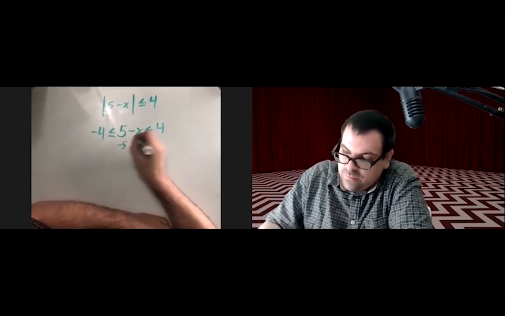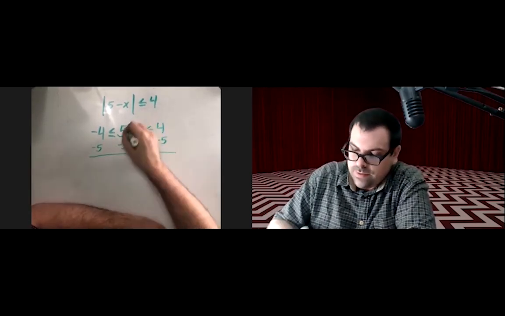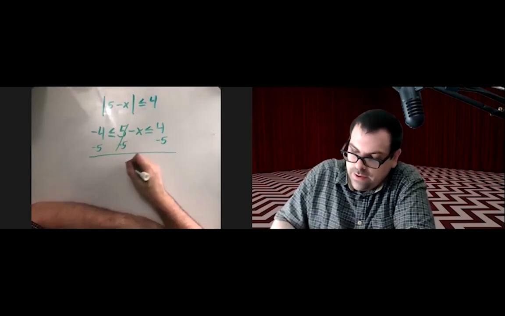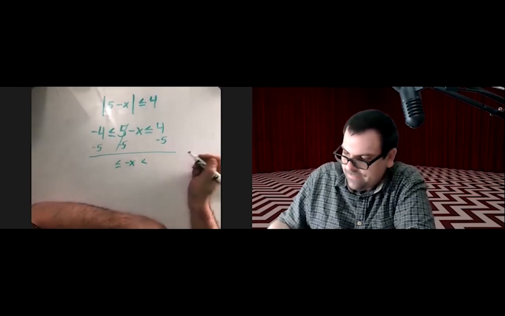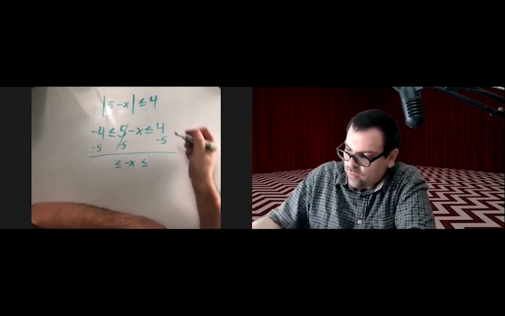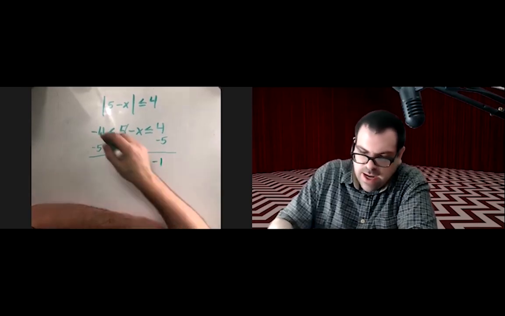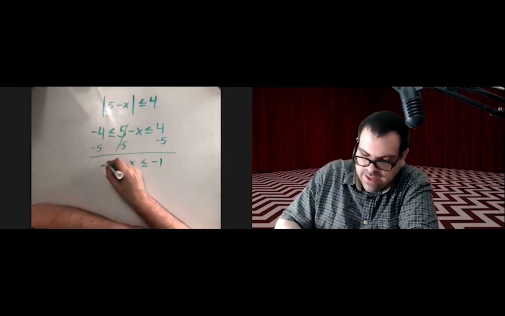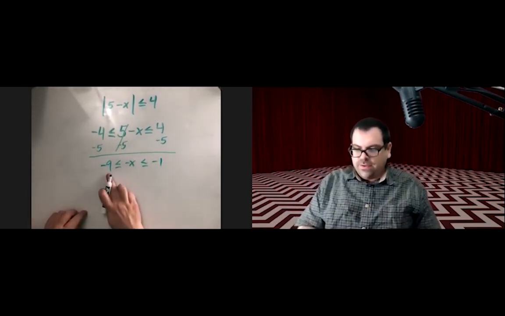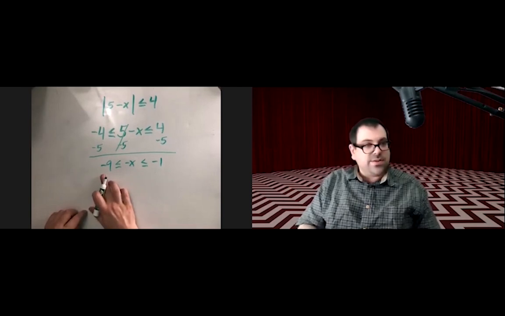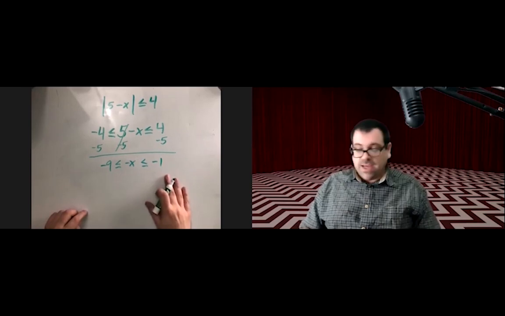Subtract 5 from all of the sides. Negative x in the center, the opposite of x in the center. 4 minus 5 is negative 1. Negative 4 minus 5 is negative 9. This is still making sense at this point. Less thans, we have the least on this side, we have the most on this side. Same order as the number line, basically.